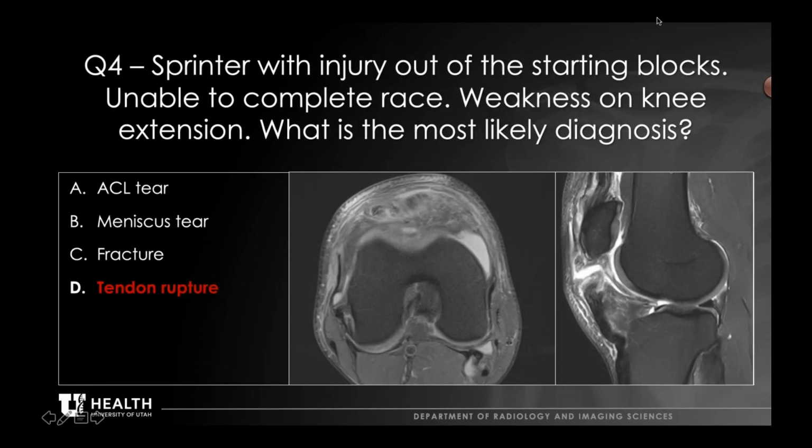All right, and this was our fourth case. This was a sprinter. They were unable to complete the race. So again, this is all about anatomy. We can see there's a lot of increased signal here on this axial sequence. And on our sagittal sequence, we see this big fluid gap. We have the distal quad coming down, attaching to the patella, and then we have this fluid gap, lots of redundancy of this patellar tendon. This was consistent with a tendon rupture. In this case, it's the patellar tendon that attaches to the tibia.